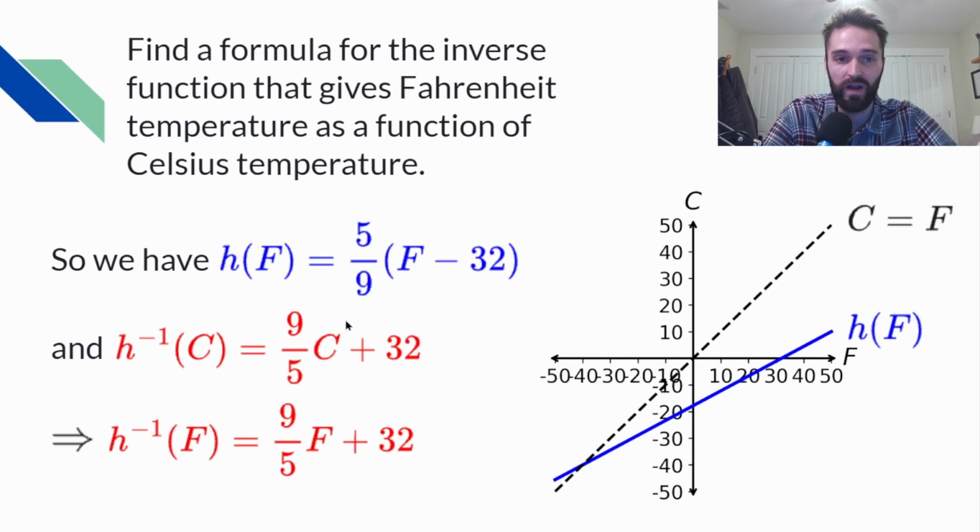I haven't changed it. This is still the function we can use. It says to take what you're given and multiply it by 9/5 and then add 32 to the whole thing. I'm not changing the function. I'm just changing the variables so that it makes sense when I plot this on the CF plane. It's some function of F, and we can see that it's a perfect reflection across the line C equals F.